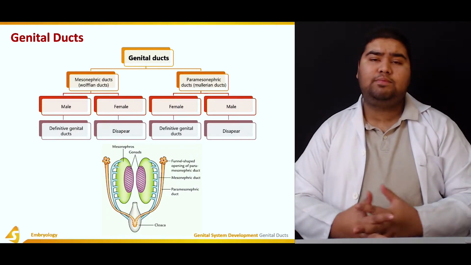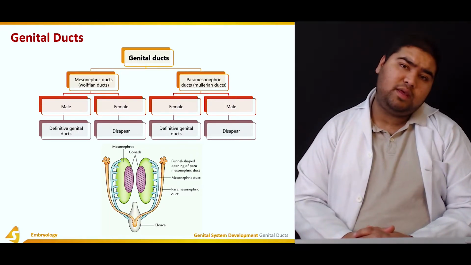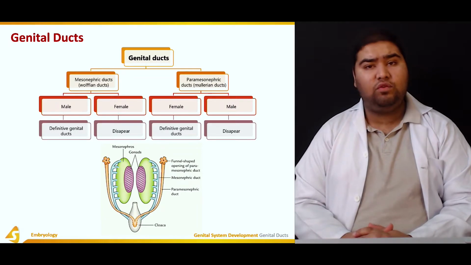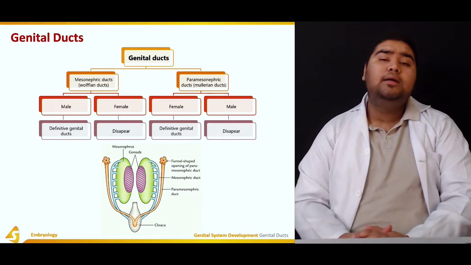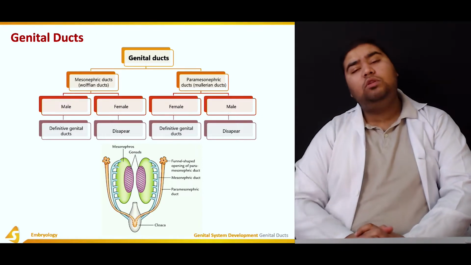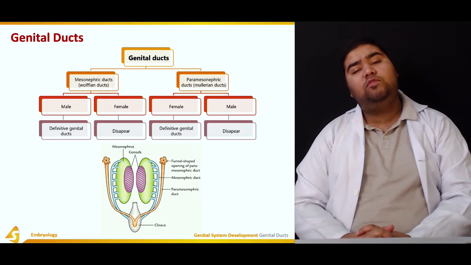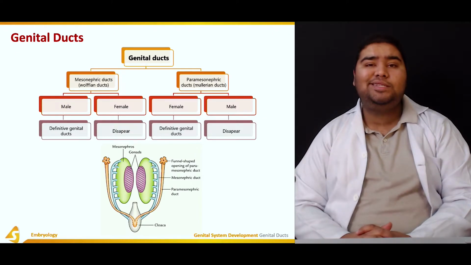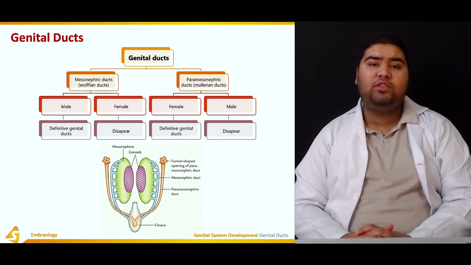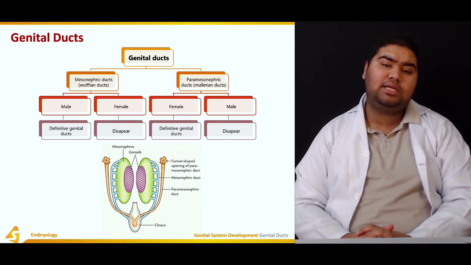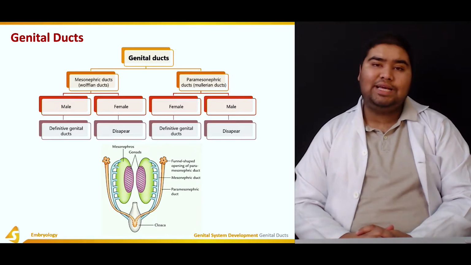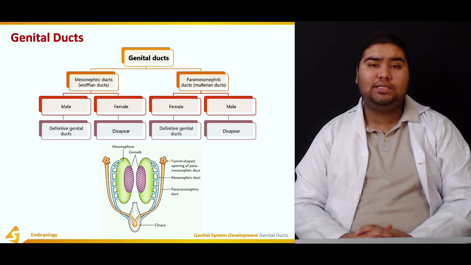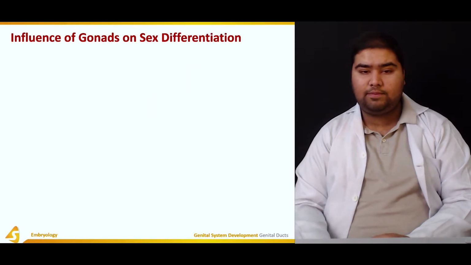So there are two types of genital ducts, the mesonephric duct, also known as the Wolffian duct, and the paramesonephric duct, also known as the Mullerian duct. So the Wolffian duct is responsible for the formation of adult genital ductal system of the males, and the Mullerian duct is responsible for the formation of adult genital ductal system of the females.